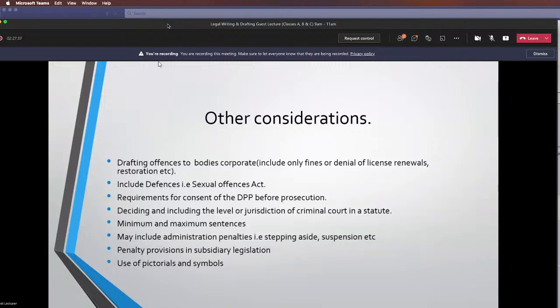But generally, we want to just draft a maximum sentence or maximum prison term. Let the minimum be up to 100 shillings or whatever. But because in Kenya we don't have a sentencing policy, it's the drafter that will inform what will happen.